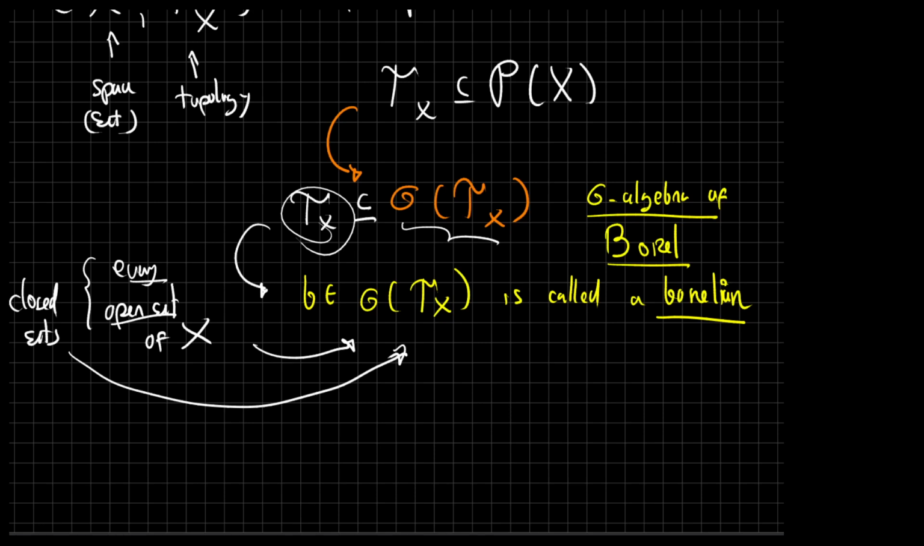Since this is a sigma algebra, Borelians are also countable unions of closed sets and countable unions of open sets, because sigma algebras are closed by those operations. And of course, you could also make countable unions of closed and open sets, and that union will also be a Borelian.